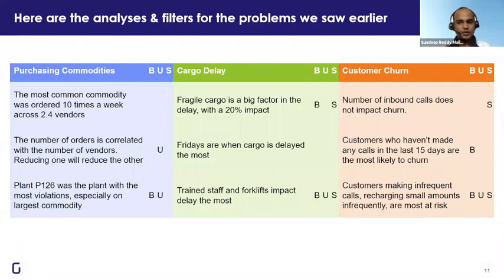And if you look at the last one, customers making infrequent calls and recharging small amounts, like topping up with 10 rupees, 20 rupees alone, they are the ones at most risk of churn. So this insight is big, useful, and surprising. So these three examples convey that this technique of identifying and quantifying insights can be applied across multiple business problems and different contexts.